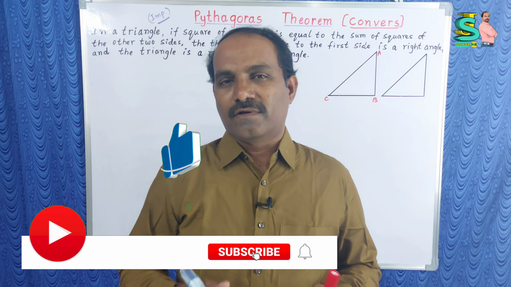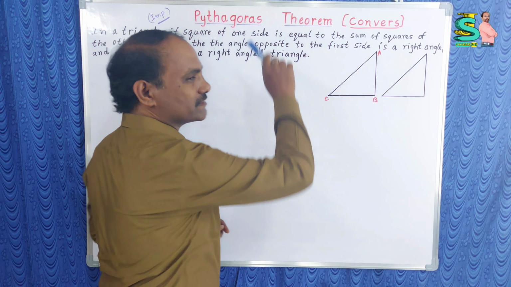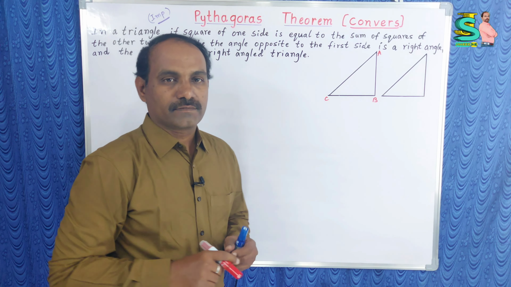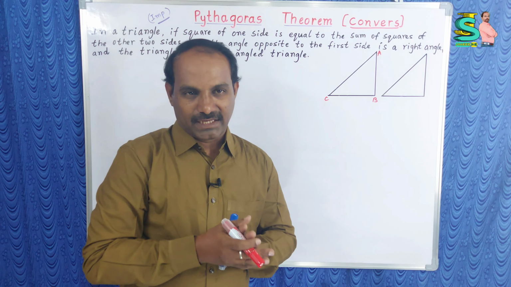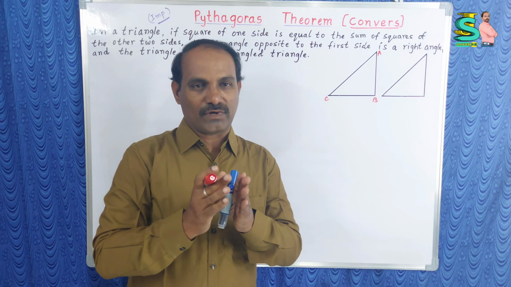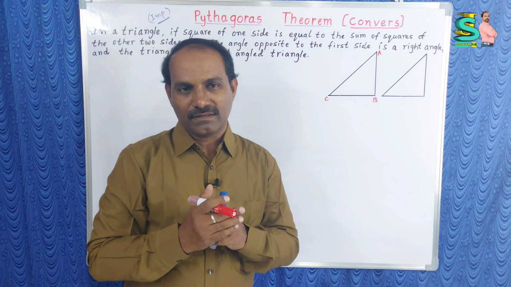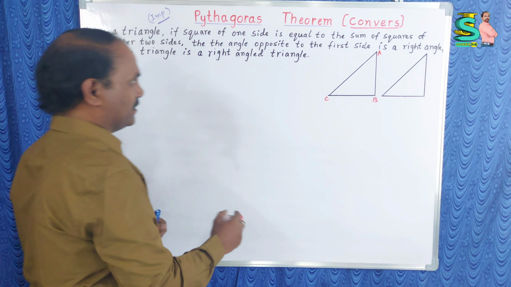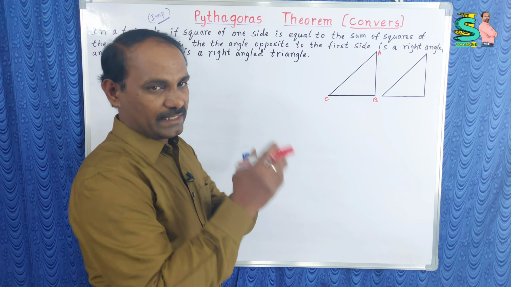Today we are going to discuss one more important theorem, which is the converse of Pythagoras theorem. Now, what is the converse of Pythagoras theorem? In a triangle, if the square of one side is equal to the sum of the squares of the other two sides, then the angle which is opposite to the first side is a right angle, and if one angle is a right angle, then that triangle is a right angle triangle.